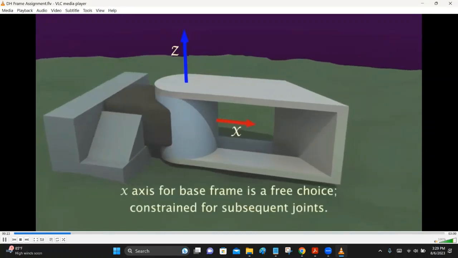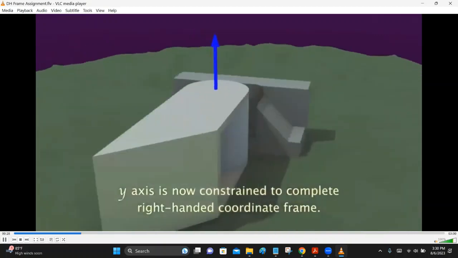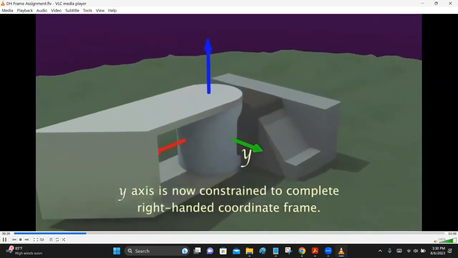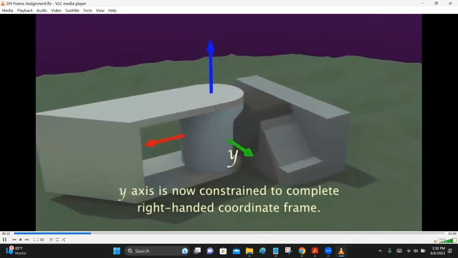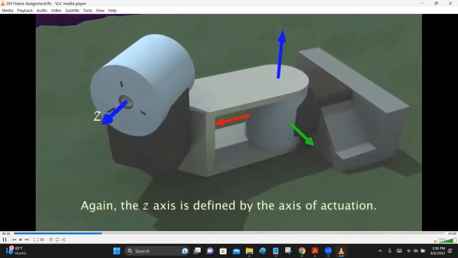Since this is the first joint, the x-axis is a free choice. For later joints, each x-axis will point away from the previous joint. The y-axis simply completes the right-handed reference frame. Now if we add another joint, we can determine the transformation between them.